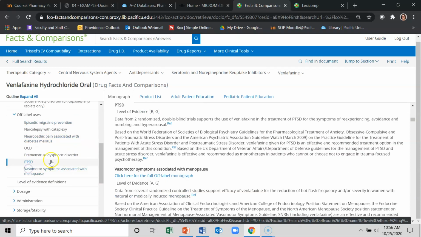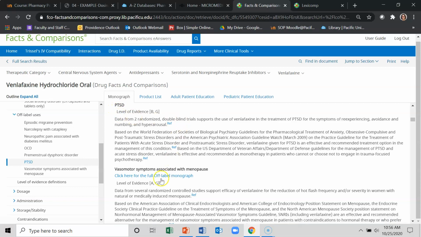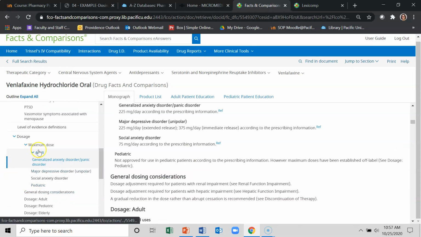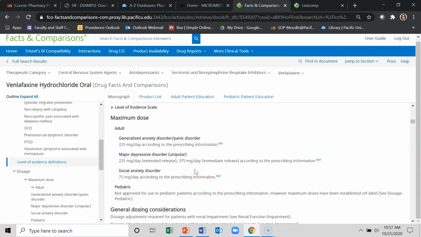And there it is. And again, very same exact information, almost looks identical to what we saw in LexiComp. So I can see that it has been used, is effective and recommended. However, it is not FDA approved. So my next task was to look for dosage information. If you recall, Facts and Comparisons lays this out a little bit differently, but they do have the same information.